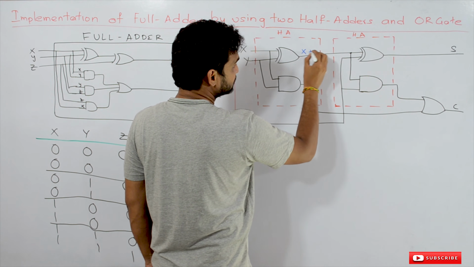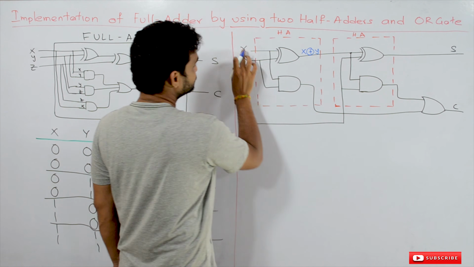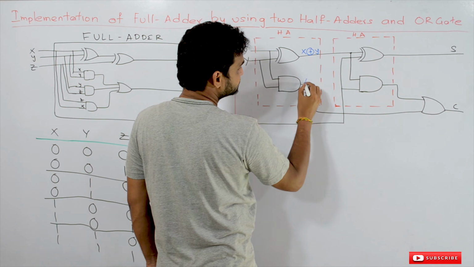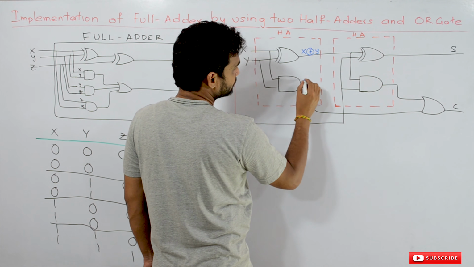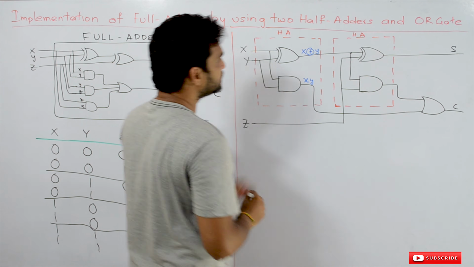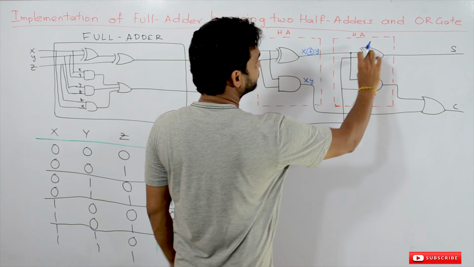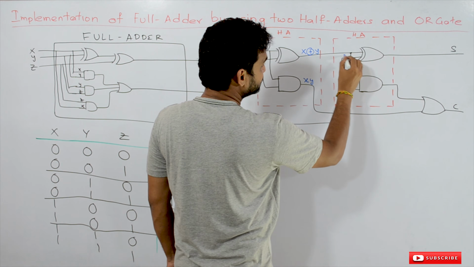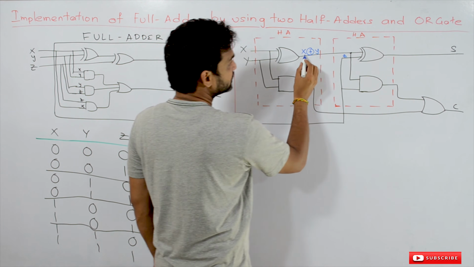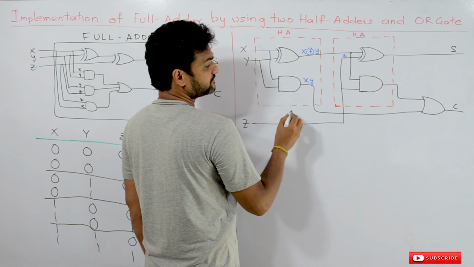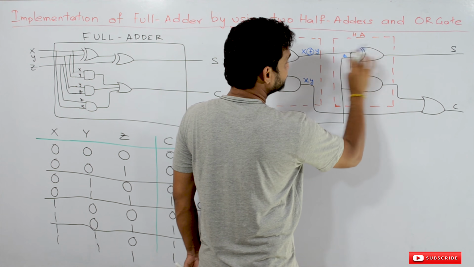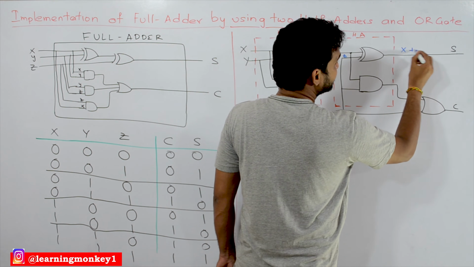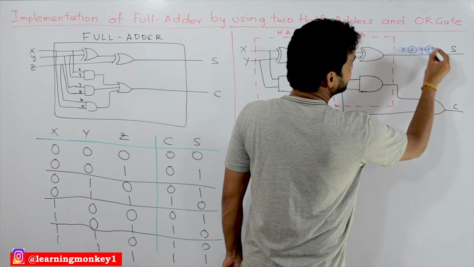It is XOR gate X comma Y. These are the inputs X, Y, Z. What is the output of this AND gate? It is XY. And what is the output of this XOR gate? Its inputs are Z and X XOR Y. So this output is going to be X XOR Y XOR Z.